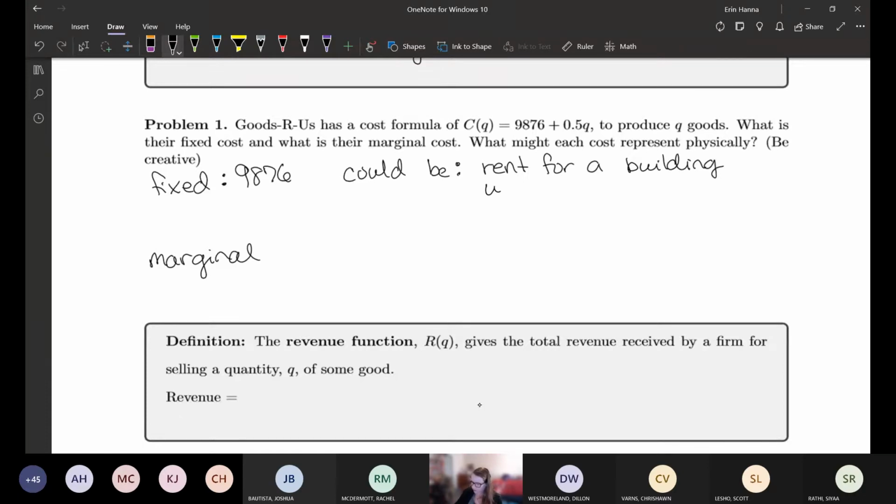It could be utility bills. It could be labor cost. It could be material cost. Well, I should be careful with this. If this is like a lump sum kind of deal, actually, I'm going to get rid of that there. It's going to cause too much confusion when I write the next thing in the marginal one.